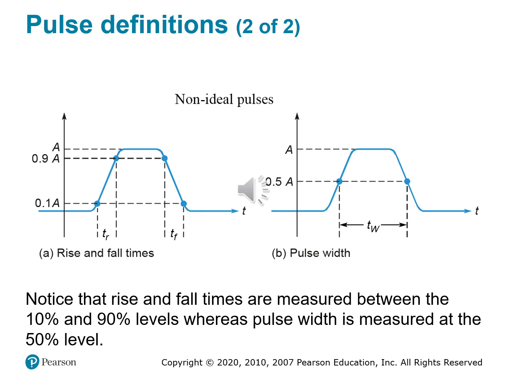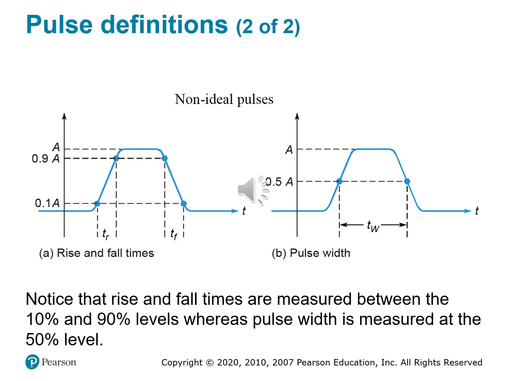So why not 0 to 100? Because that part of the curve is where things are nonlinear and noisy. So we standardize on 10 and 90% for consistency and accuracy. In diagram B, we look at pulse width, T sub W. And here the width is measured at 50% of the amplitude, not at the top or the base. This gives us a precise, repeatable way to determine how long the pulse is on.